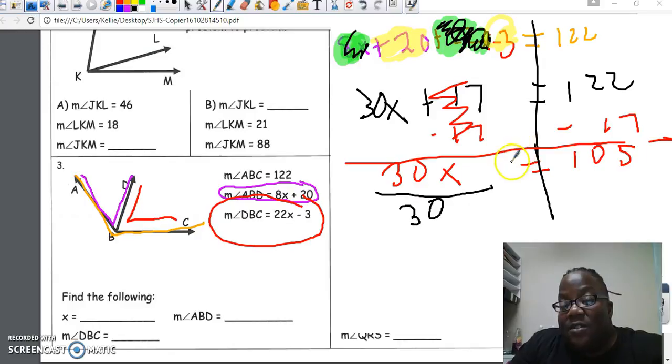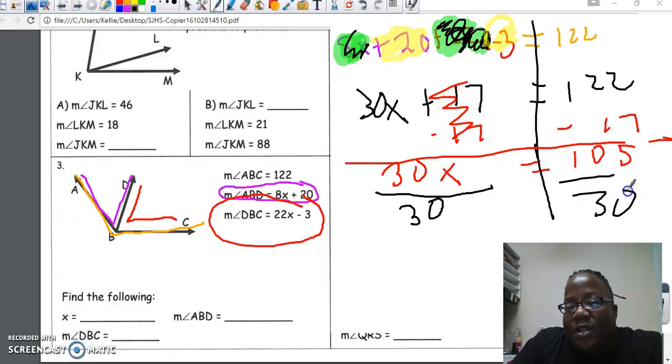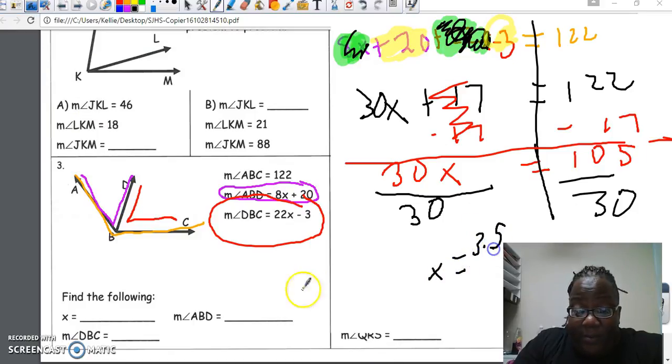Remember, when doing multiplication and division, when you're trying to isolate the variable, get x by itself, you do the opposite of what you see, but not the opposite integer of what you see. Adding, subtracting, you do the opposite integer. So divide by 30. So now I have 105 divided by 30. My answer here is 3.5. So x equals 3.5 if I did that correctly.